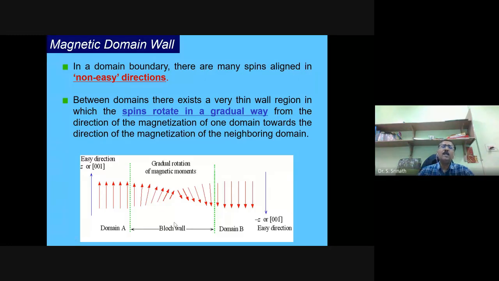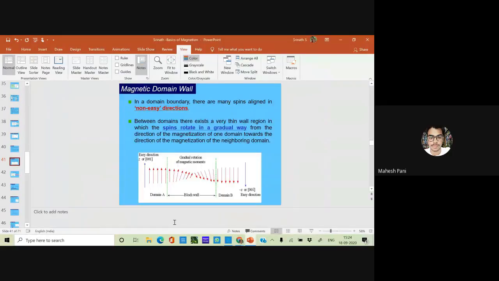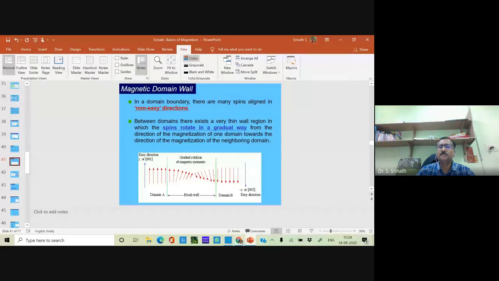Okay, so what happens in a domain wall now? Can anybody tell me what happens in the domain wall? What do you think will happen because of this domain wall? Unmute yourself and tell me. With respect to the energy, what is happening in the domain wall? Are you there? Am I audible? So decreasing. What is decreasing?